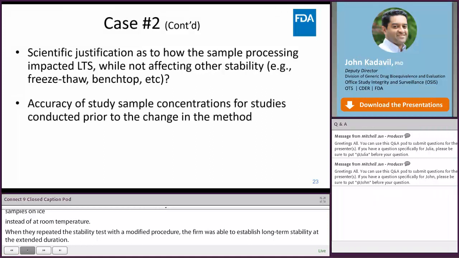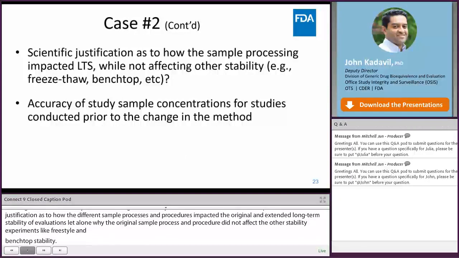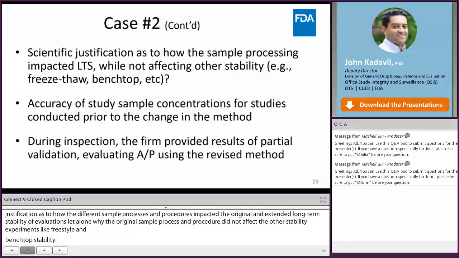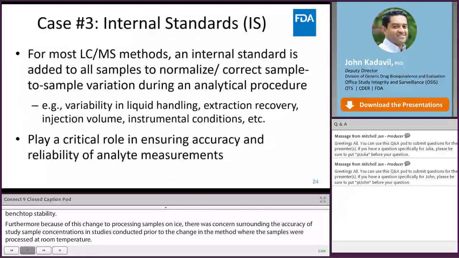Furthermore, because of this change to processing samples on ice, there was concern surrounding the accuracy of study sample concentrations in studies conducted prior to the change in the method, where samples were processed at room temperature. To address this concern, the firm provided results from a partial validation that evaluated accuracy and precision with the revised method, and the results met acceptance criteria.